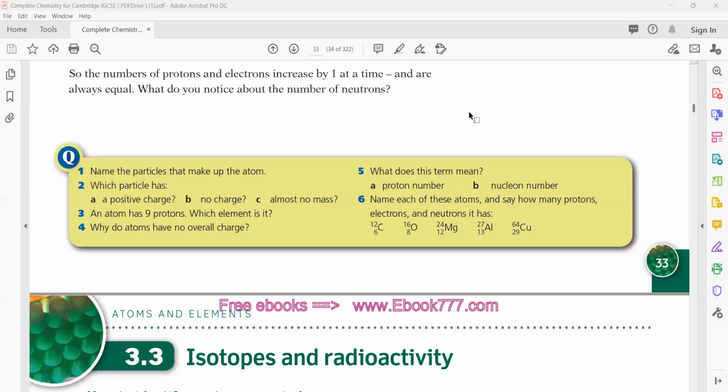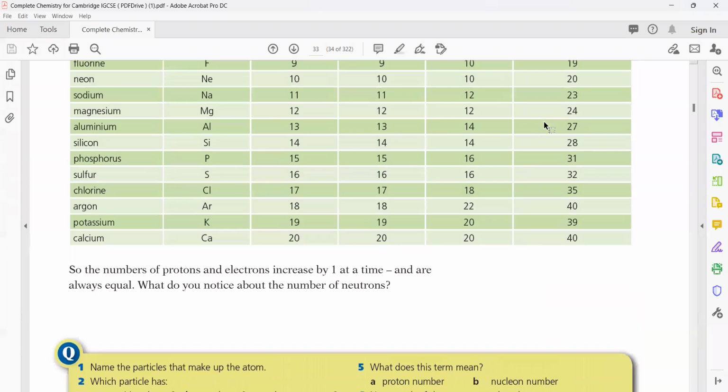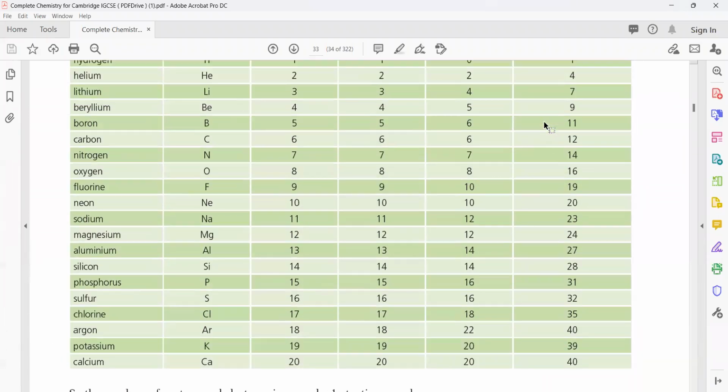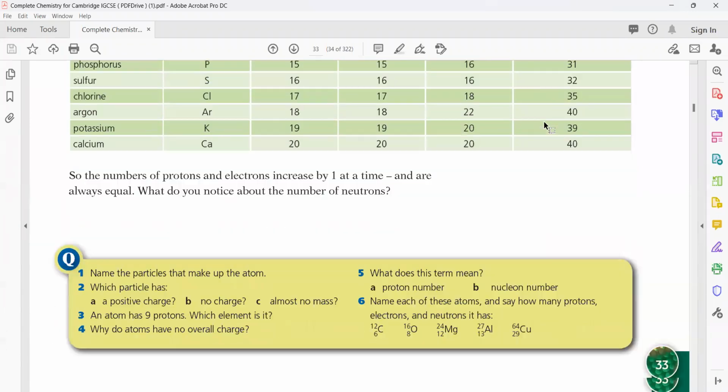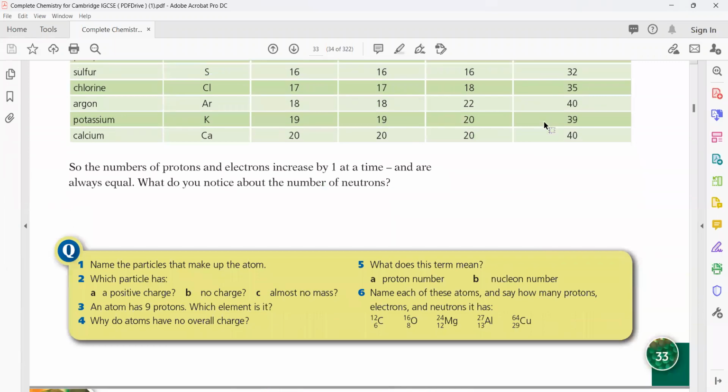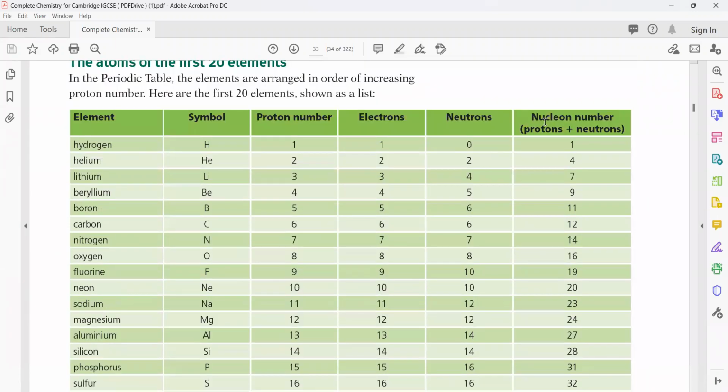Thank you. Now, an atom has 9 protons. Which element is it? You can easily find it here. Now look, if an element has 9 protons, where is the 9 proton? Here. This one. Yeah, this 9 proton. So which element is this? That is fluorine. Fluorine. Okay.